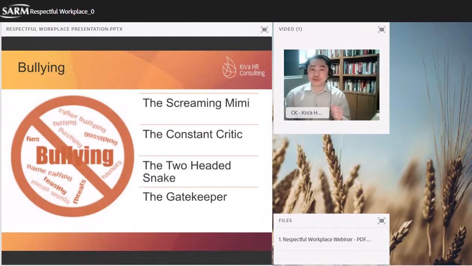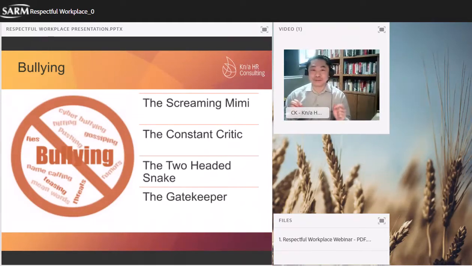The first is the screaming Mimi. The screaming Mimi targets people in a public setting because you want to control the emotional climate at work. So you want to control how the other person feels, and that's why you humiliate them in a public setting. The second one is the constant critic. Constant critics sometimes falsely accuse a person behind closed doors, again trying to control the other person's identity.